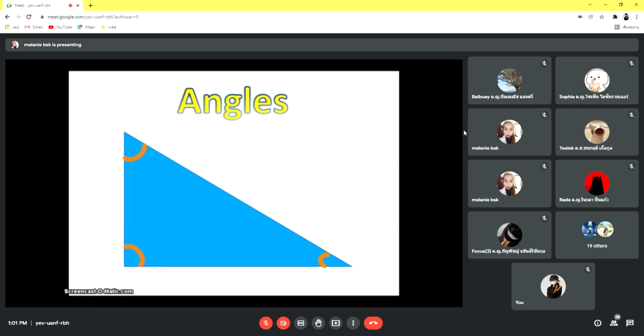This angle is a special angle. Does anyone remember what it's called? That's right, it's a right angle. So it has an L shape in that corner.